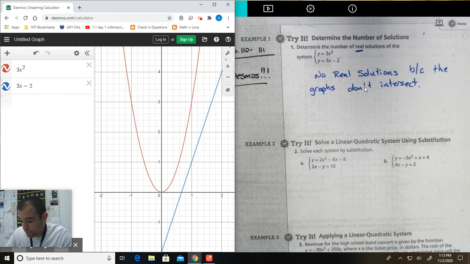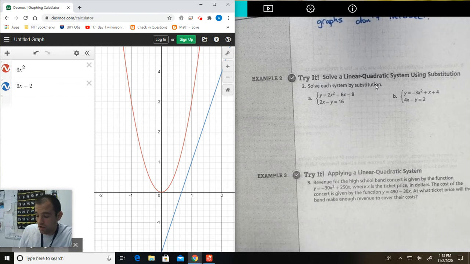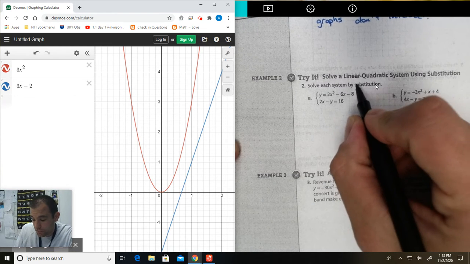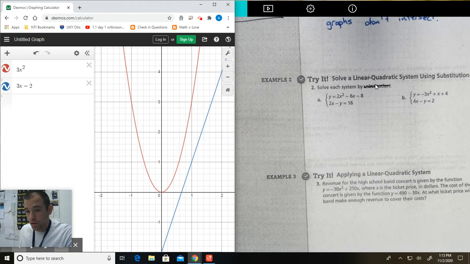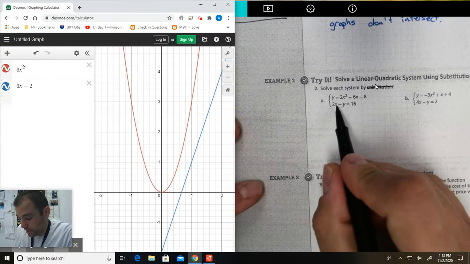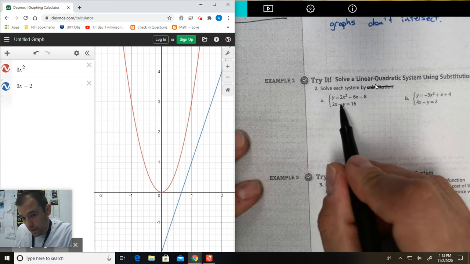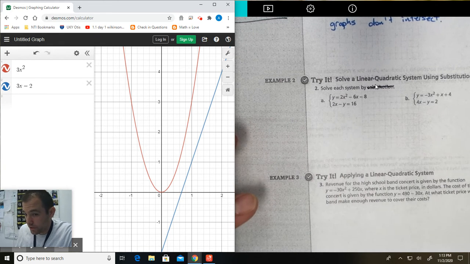Now the second problem says solve each system by substitution. We're not going to worry about that substitution part. As long as we can solve it, I'm going to be happy. Now, there's one catch. In order to graph in Desmos, we're going to make it say y equals. So the first thing I want to do here is get this y by itself. The first one's already good.